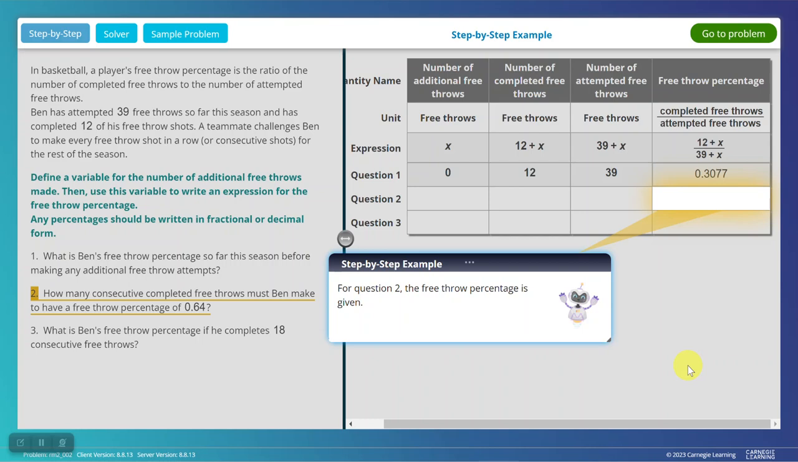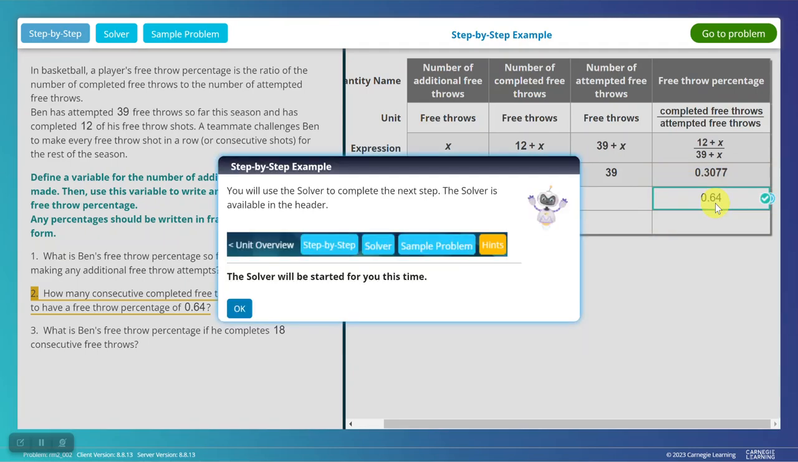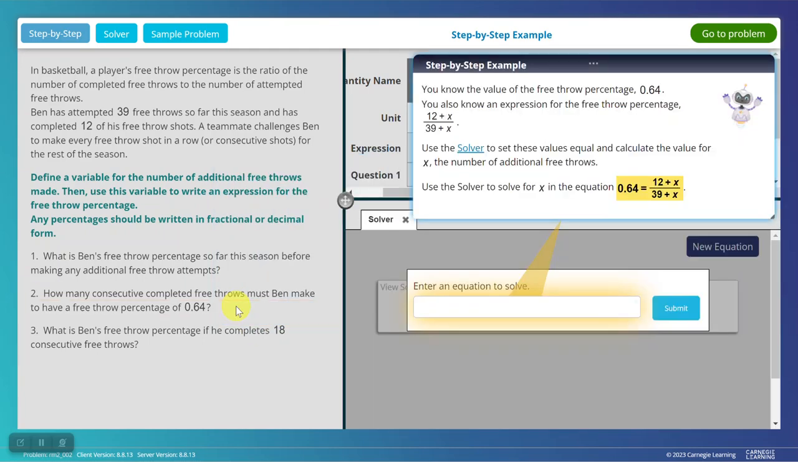So the second one says, how many consecutive free throws must Ben make to have a free throw percentage of 0.64? So we're filling in this table the free throw percentage first. So we're going to type in 0.64. Okay, the solver will be started for you this time. So what they're doing is they're going to solve for x. Basically, what we could do is set 12 plus x divided by 39 plus x equal to 0.64. And this is the equation in the yellow right here.